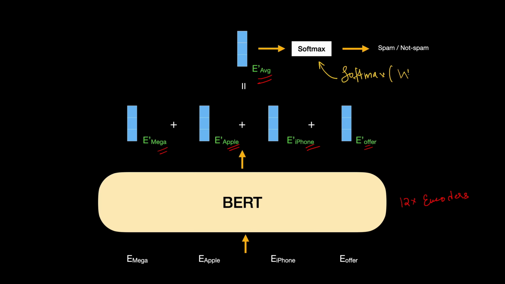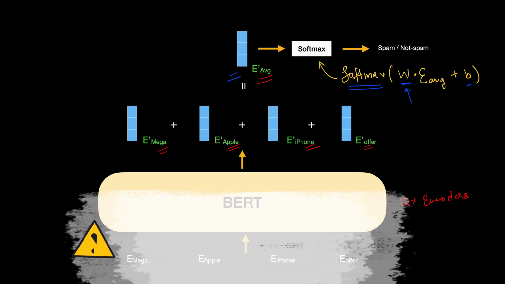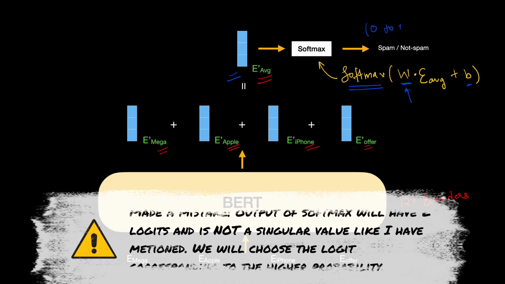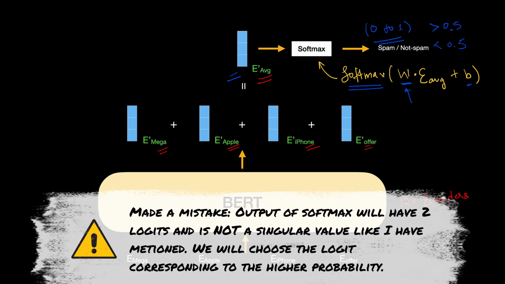It is softmax of W of E average plus B. Basically, we multiply the output with the weight matrix of this layer, add some bias and pass it on to the softmax. Softmax is going to convert it into probabilities. As we are performing a binary classification, the output of this softmax layer will be a singular value, and this value will lie between 0 to 1. If this value is greater than 0.5, then we can classify it as spam. If the value is less than 0.5, then we can classify it as not spam. So this is one of the ways to use transformer encoder blocks for a classification task.